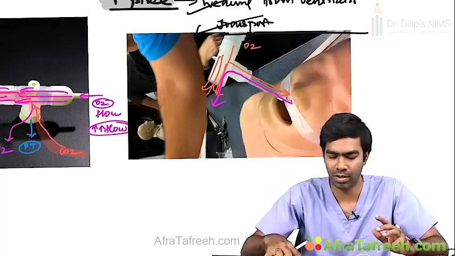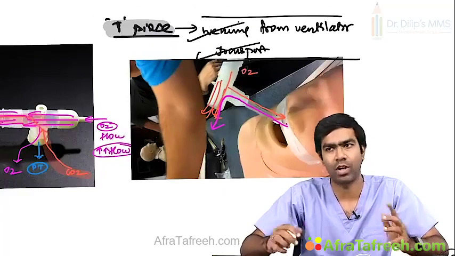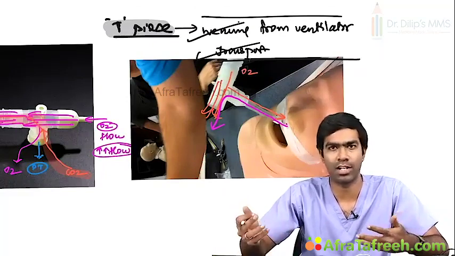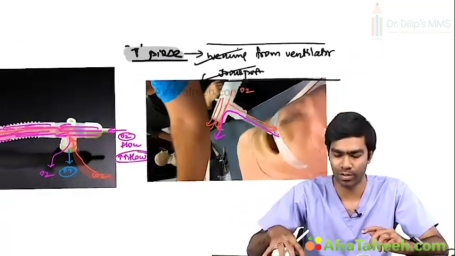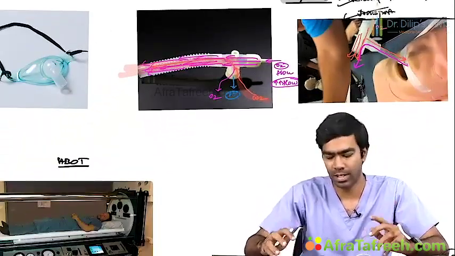The T-piece is very effective for weaning from the ventilator, or for a spontaneously breathing patient who is intubated. For transport situations and all, we use this T-piece only. This is a T-piece ventilator.